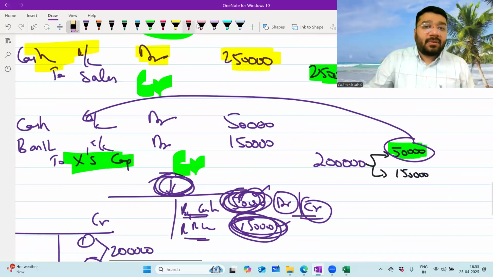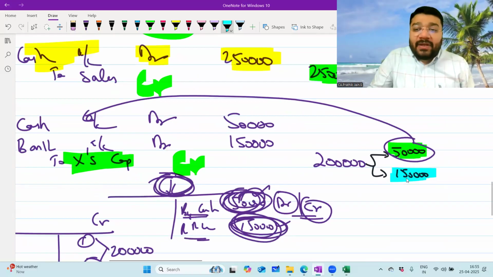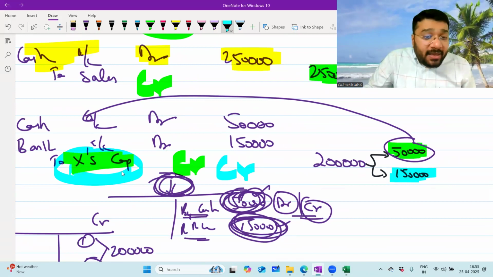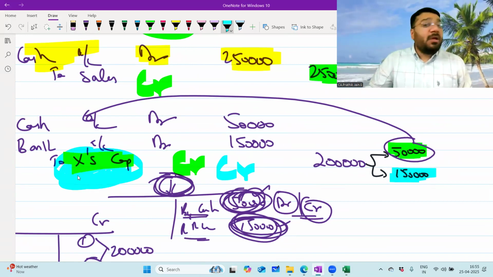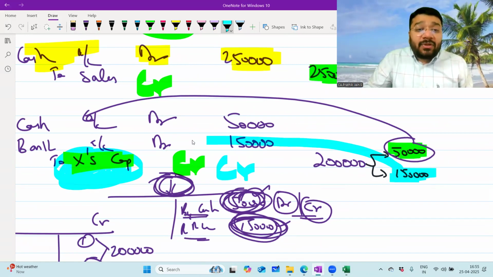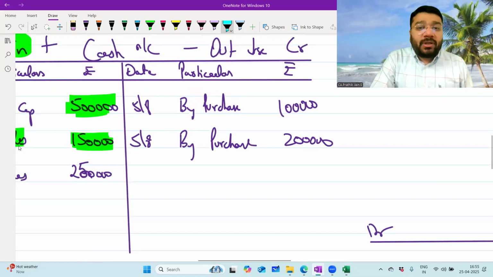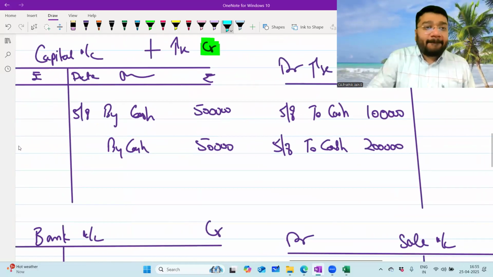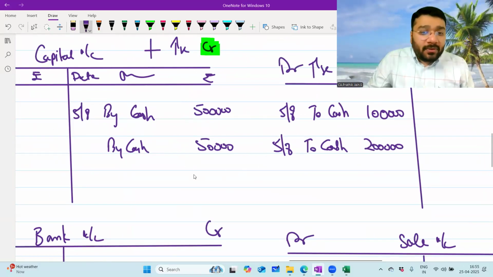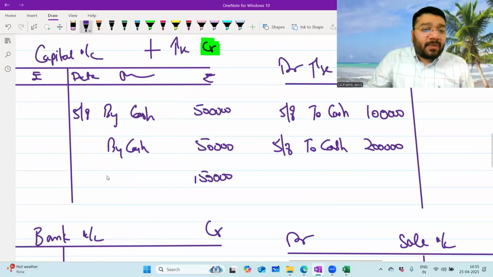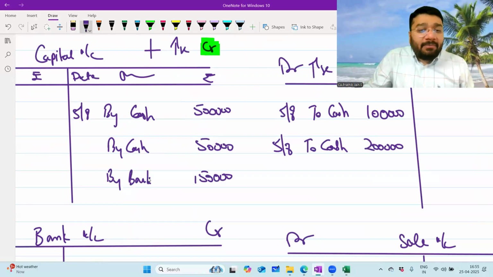Next, 1,50,000 is in the credit. So where should I record this? The credit side of which account? Again the excess capital account. And who is the exact opposite partner for this? Bank. So go to the credit side and record 1,50,000, and the opposite party is by bank. Any problem?